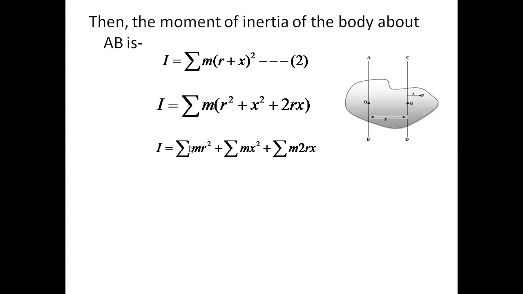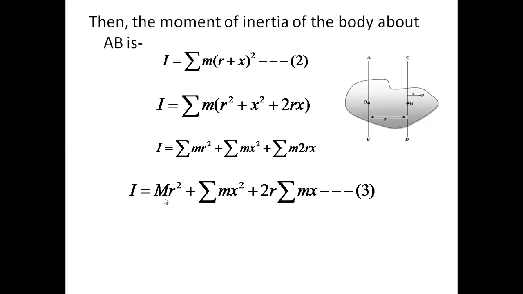So we have to take sigma only for the masses of the particles, and here also r is constant. Hence what we can write is, take the r square outside, then sigma m is nothing but equal to the capital M, that is the total mass of the body, plus sigma m x square plus, since 2r is a constant, 2r into sigma m x.